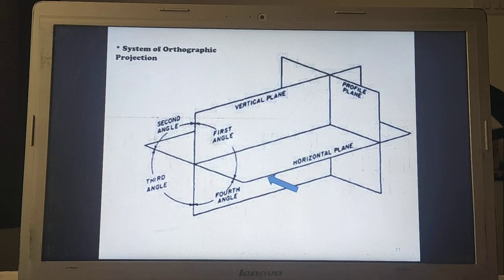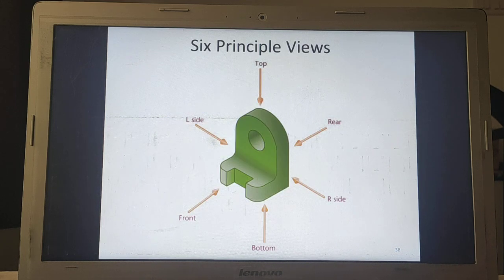Now, in addition to our basic planes, the horizontal plane and vertical plane, we have another plane which is the profile plane, and the same plane is also called the auxiliary plane or an imaginary plane. Now we have basically 6 principal views: the front view, top view, rear view, left hand side view, right hand side view, and bottom view. So these views need to be drawn while drawing the orthographic projections.